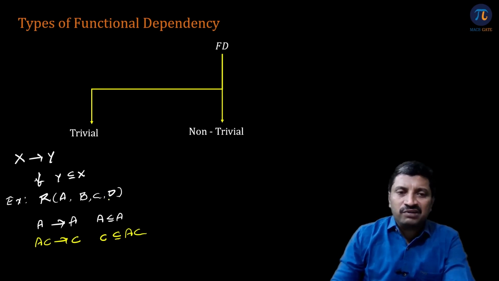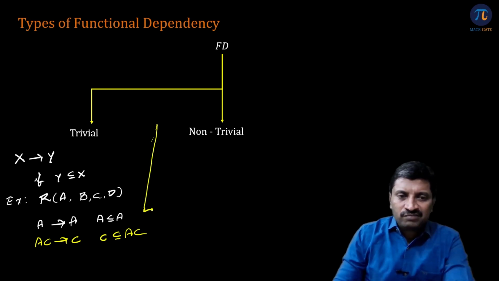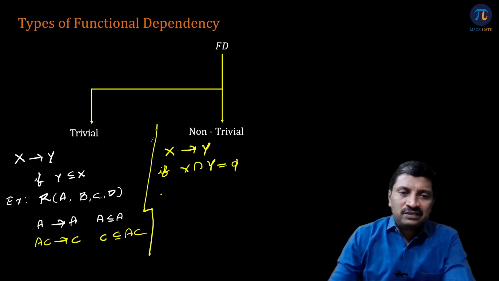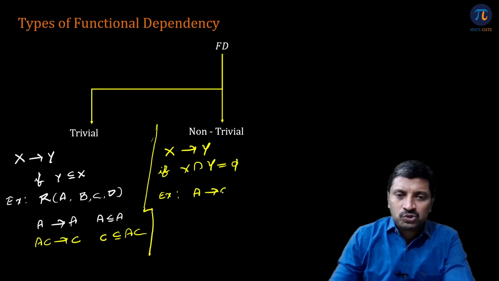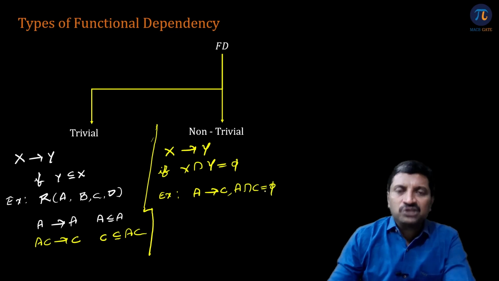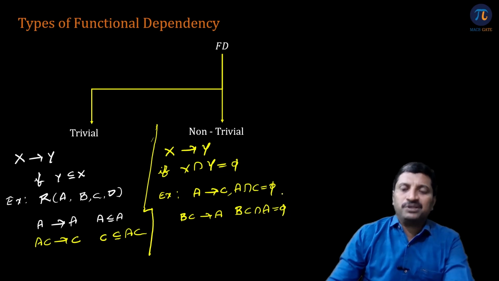The next one is non-trivial functional dependency. What is non-trivial functional dependency? Suppose X goes to Y is our functional dependency. Whenever X intersection Y is equal to empty, whenever the intersection of the right side and left side is empty, then we say it is a non-trivial functional dependency. For example, I can have A goes to C. This is non-trivial because A intersection C is equal to empty. What about this, sir? This is also non-trivial because BC intersection A is equal to empty.